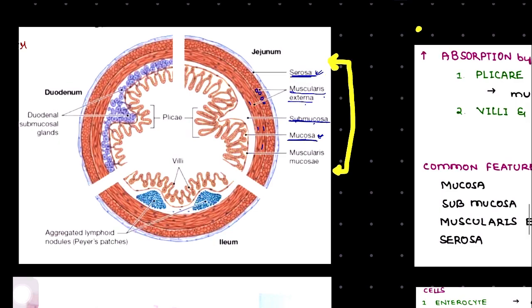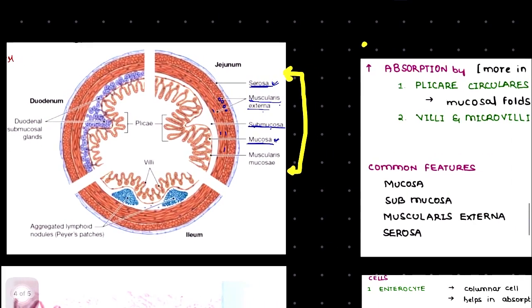Another similarity, which I have already mentioned, is that these structures are all designed to increase absorption. If you see the pattern, talking about the absorptive area, you can see the innermost one, the mucosa. In that mucosa we can see there are many circular folds.